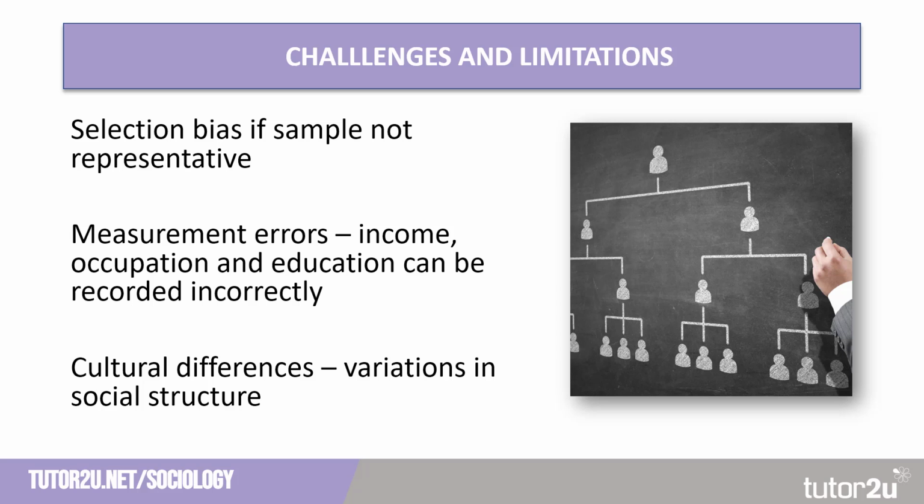There are numerous challenges to conducting research into social mobility, including selection bias. Studies on social mobility can be affected by selection bias if the sample is not representative of the broader population. For example, if only higher income families are included, the results may not reflect the true mobility patterns. There are also issues of measurement error. These are errors in measuring key variables like income, occupation, or education, and this can affect the accuracy of mobility studies.